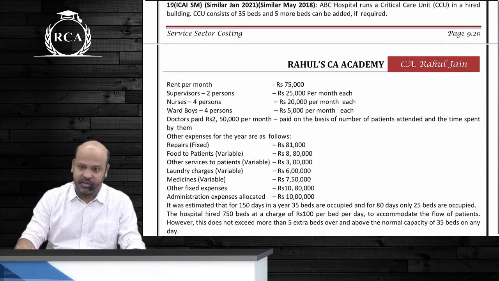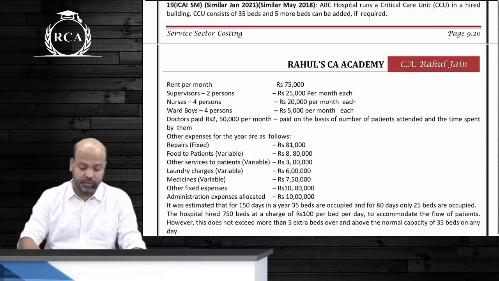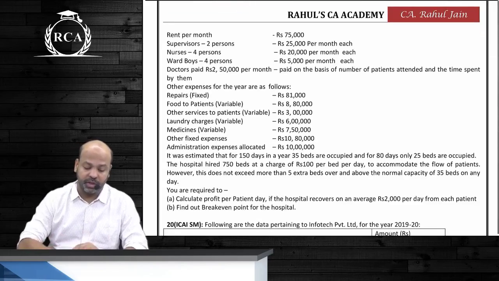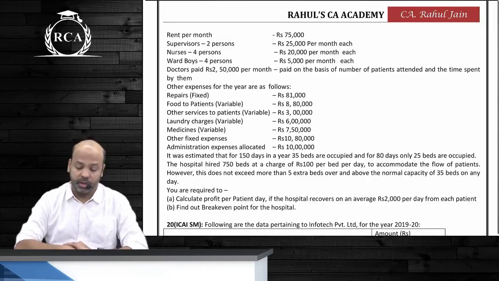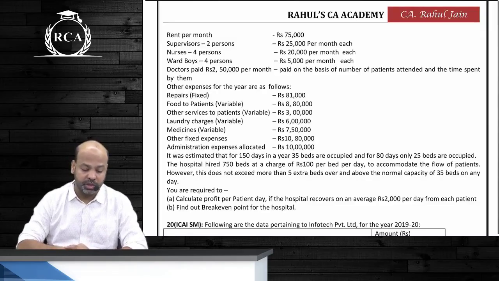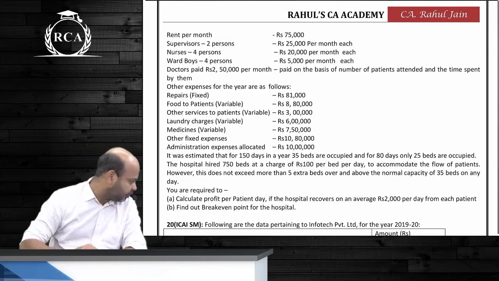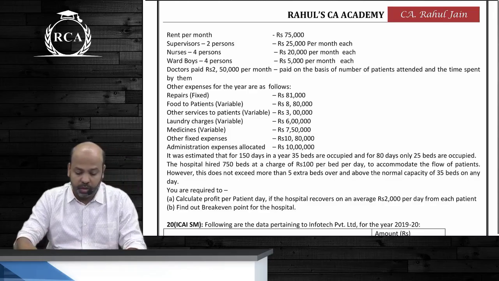Question number 19. ABC Hospital runs a critical care unit in a hired building. CCU consists of 35 beds and 5 more beds can be added if required. The rent per month is 75,000. There are 2 supervisors required who will be paid 25,000 per month each. There will be 4 nurses, 20,000 per month each. And then there will be 4 ward boys. Doctors will be paid 2,50,000 per month, paid on the basis of number of patients attended and the time spent by them.